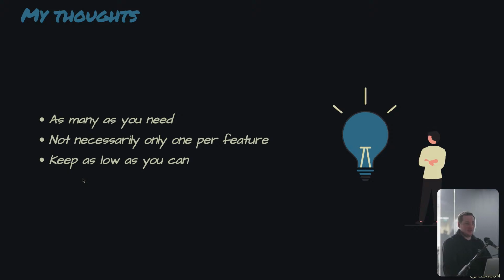There isn't a number. It's as many as you need to feel confident that you're releasing your features as you need to. I will add that I don't think you necessarily need one per feature. It's the granularity that you're going to need to turn things on and off. It's case by case, but keep it as low as you can.